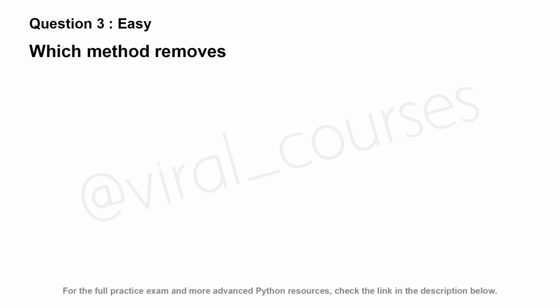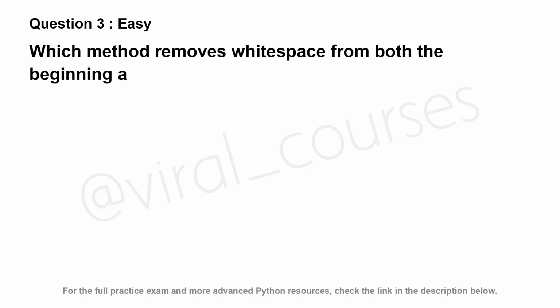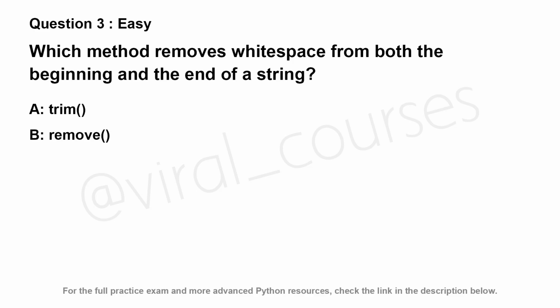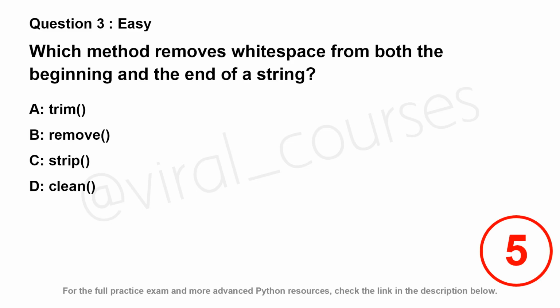Which method removes whitespace from both the beginning and the end of a string? Option A, trim. Option B, remove. Option C, strip. Option D, clean.